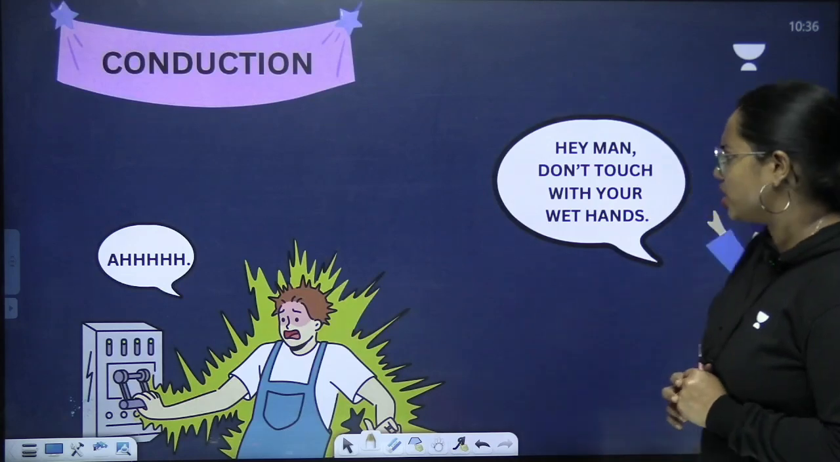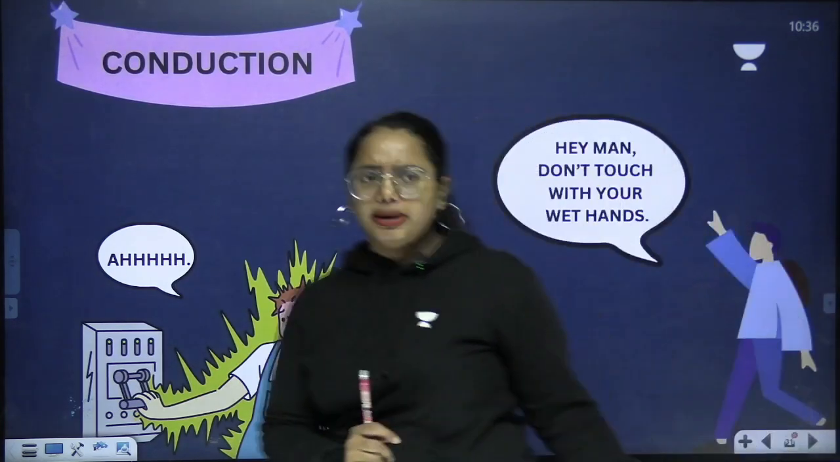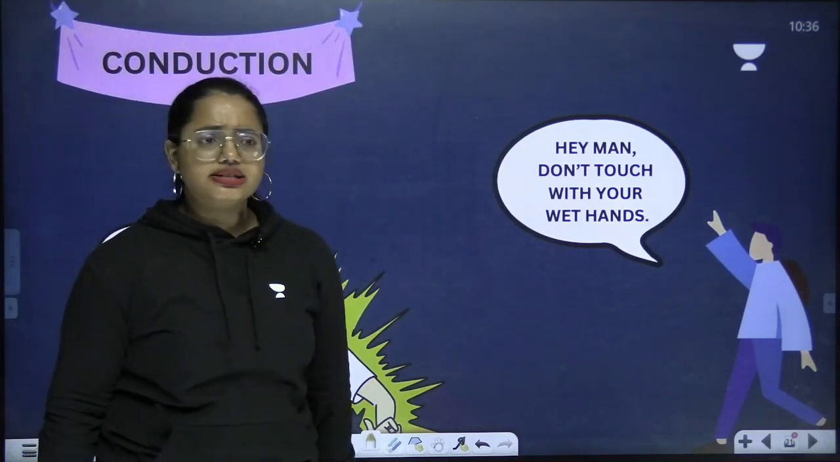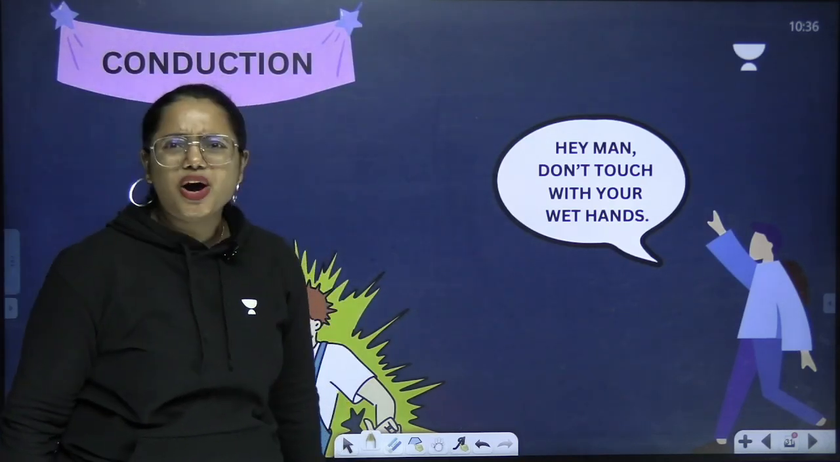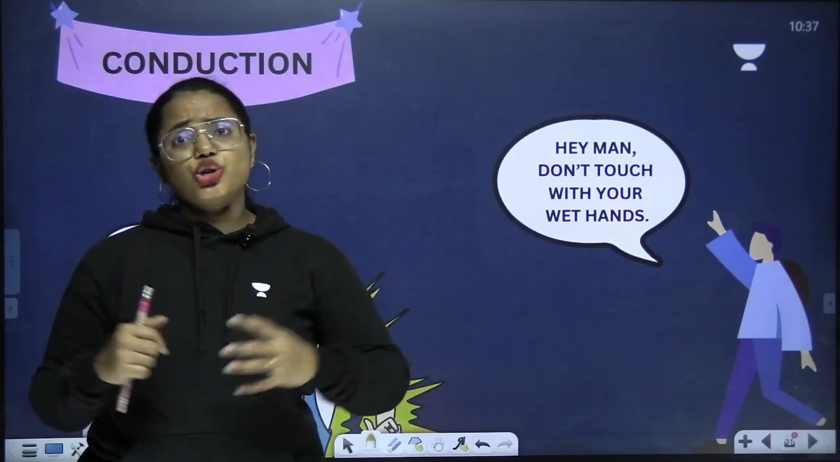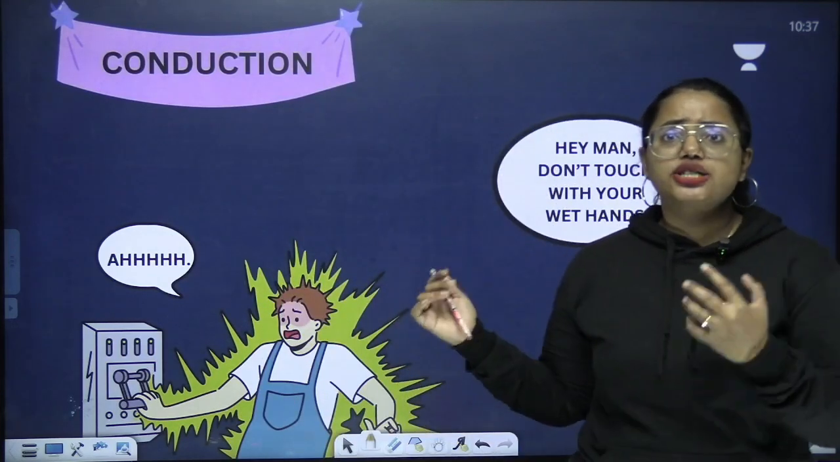Oh, look at the picture. I think this person has got an electric shock. Oh, somebody is calling from this side. Hey man, don't touch with your wet hands. Yes, but why? Water which is present on your hands can act as a conducting solution. Oh, that could be the reason you get the electric shock.